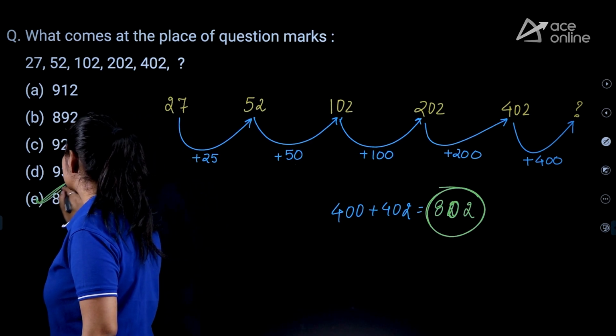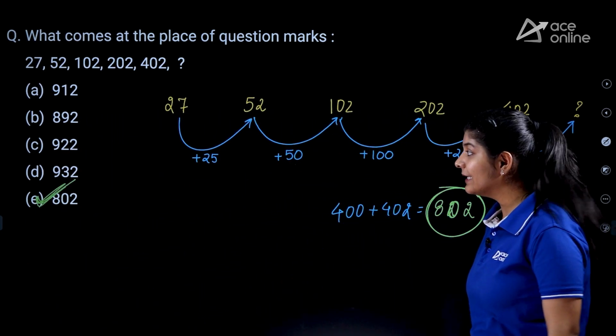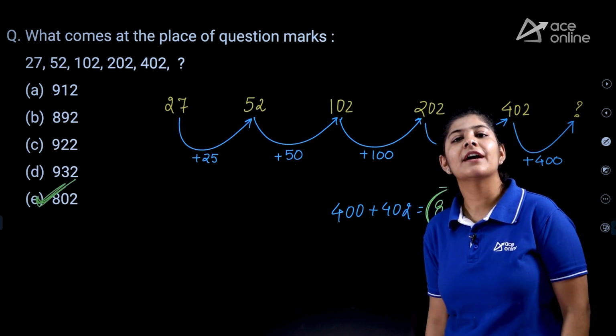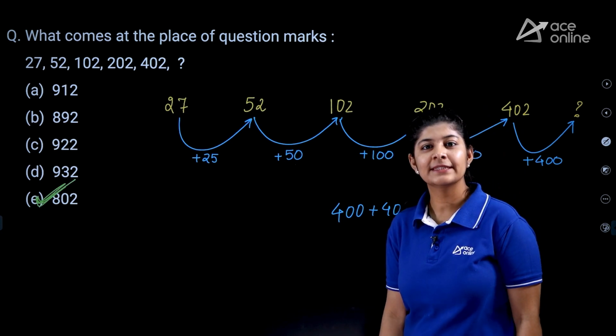That means option number C is the correct one. That is 802. Is it clear? This is a very simple question. Next.